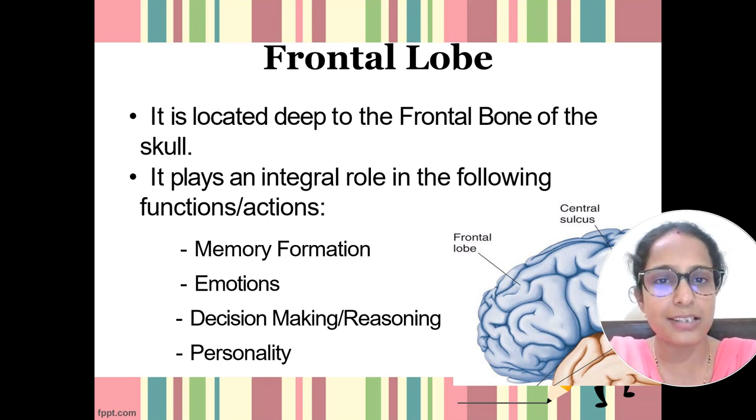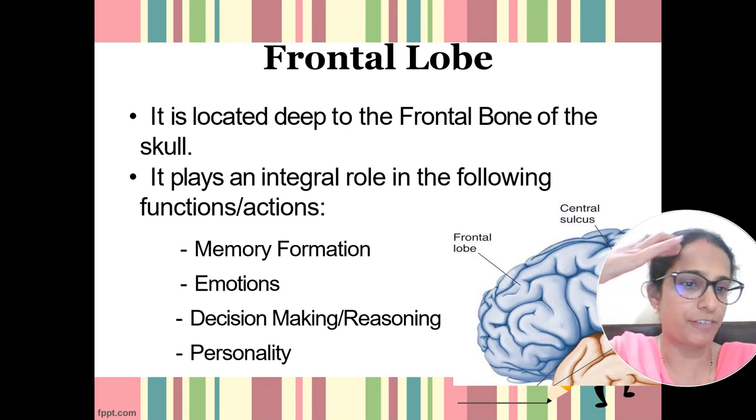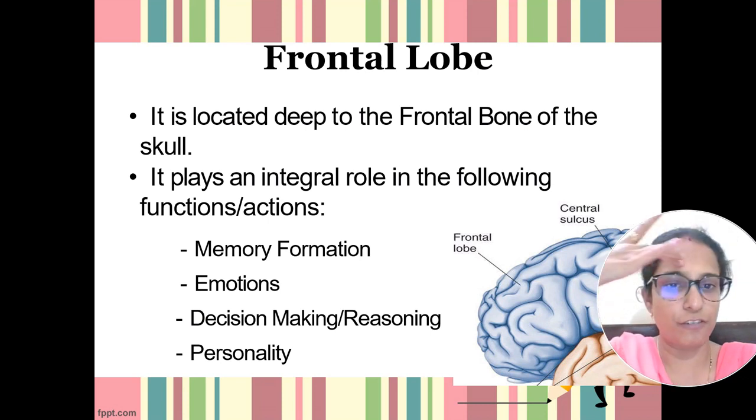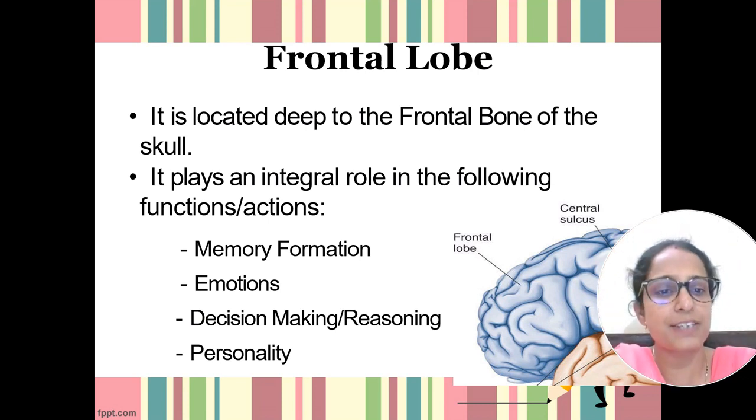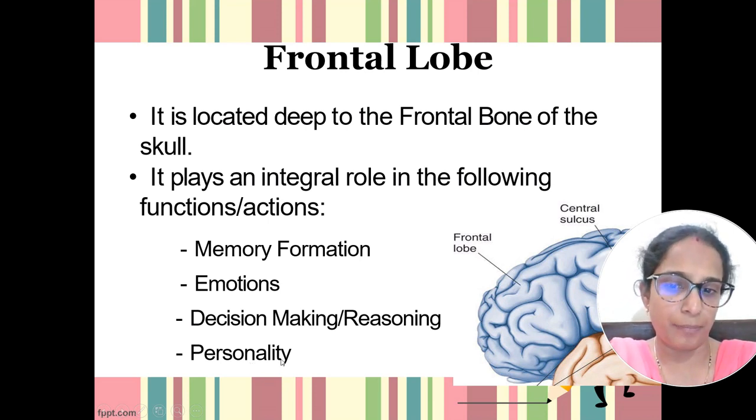What are the roles or functions the frontal lobe area will play? First is location, that is in the frontal bone of the skull, that means this frontal area of our brain. Inside the brain it is known as the frontal lobe. So what are the functions of the frontal lobe? First is memory formation, where our memory will be formed, and emotions, it is able to control our emotions, decision making, reasoning and personality. All these functions are operated by the area known as the frontal lobe.